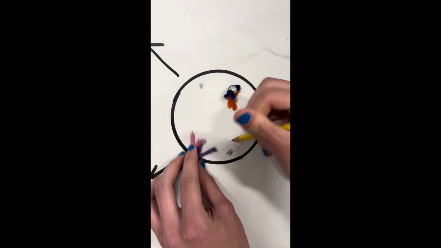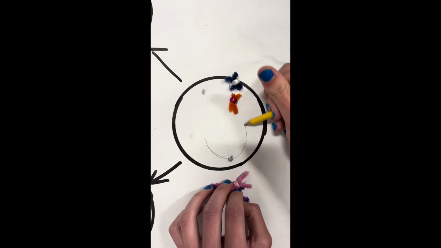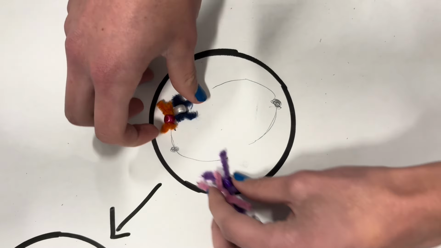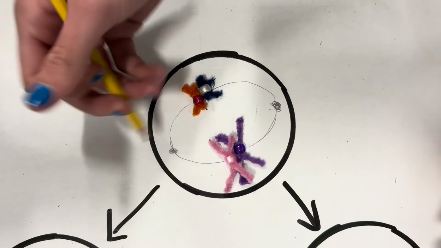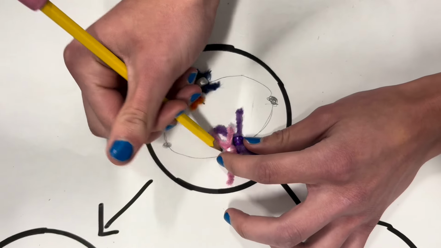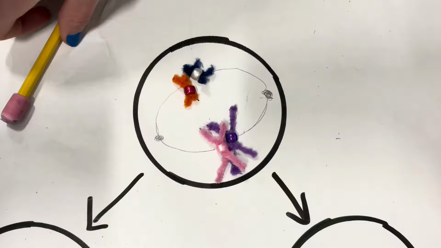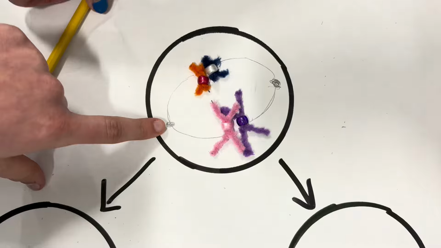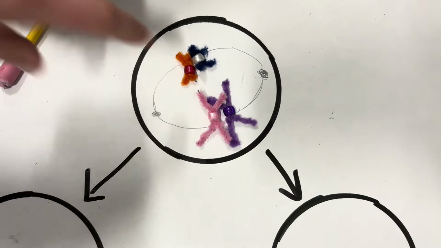The next phase is metaphase 1, where the bivalents are going to start lining up in the center of the cell. Their random orientation leads to independent assortment, which will further increase the genetic diversity. However, the spindle fibers from the centrioles are going to start to connect to the centromeres.